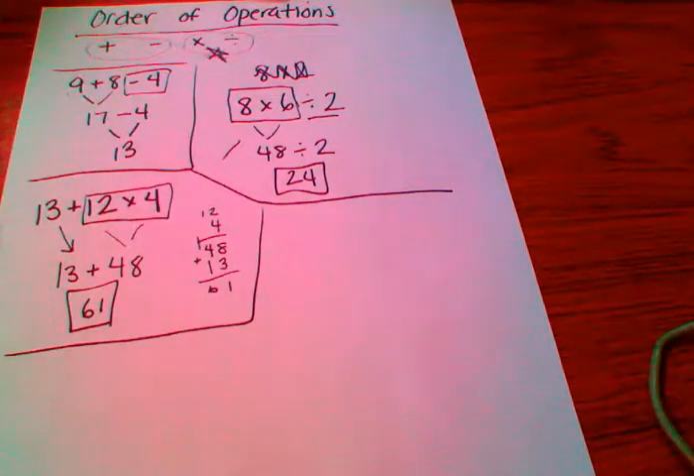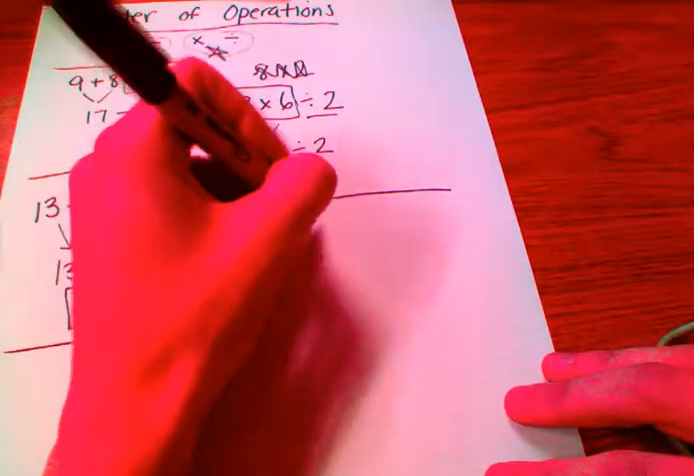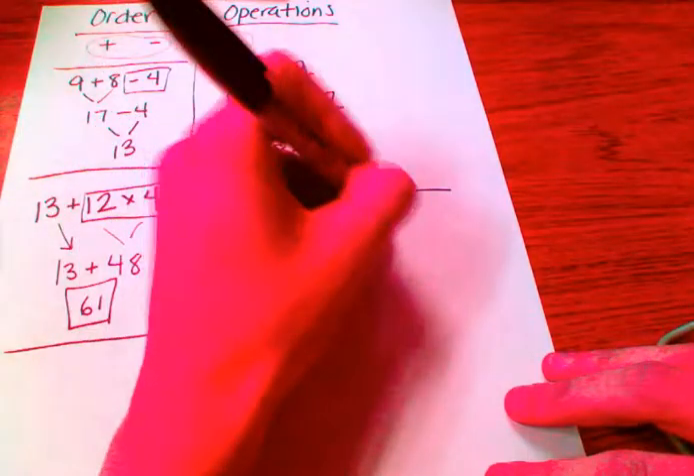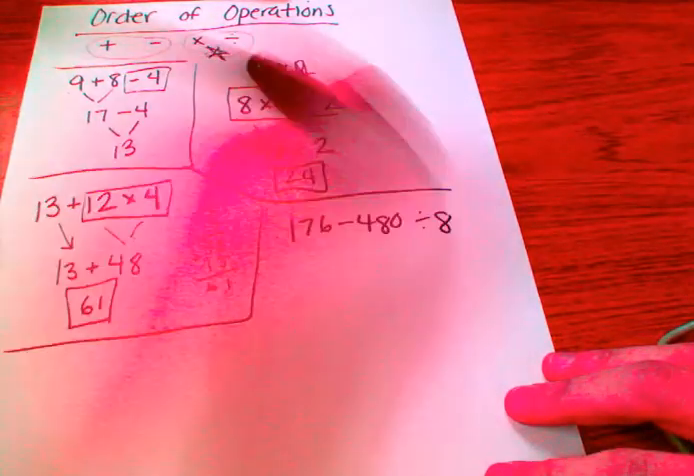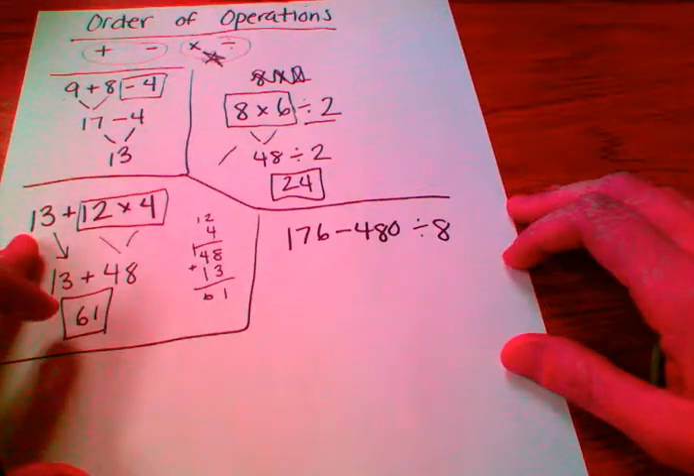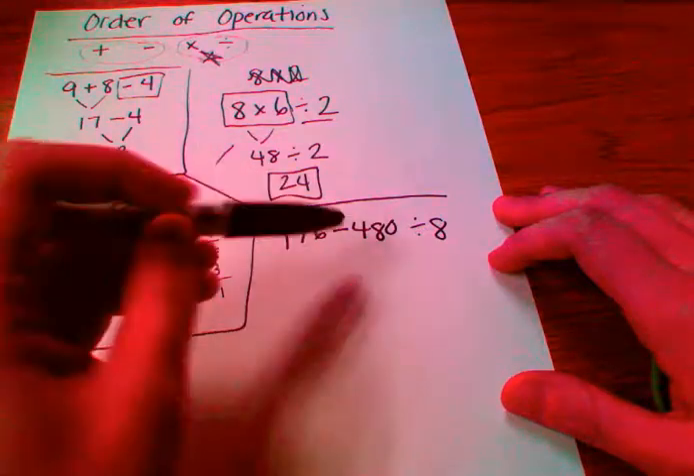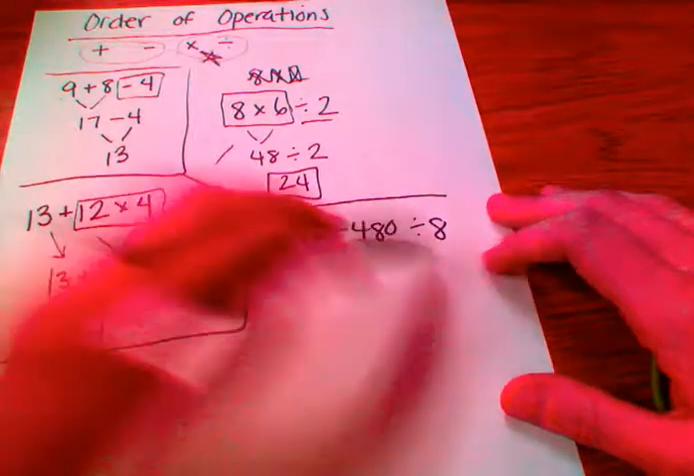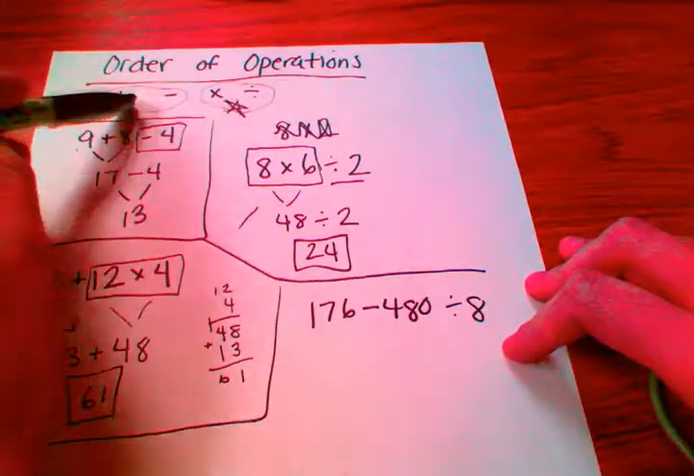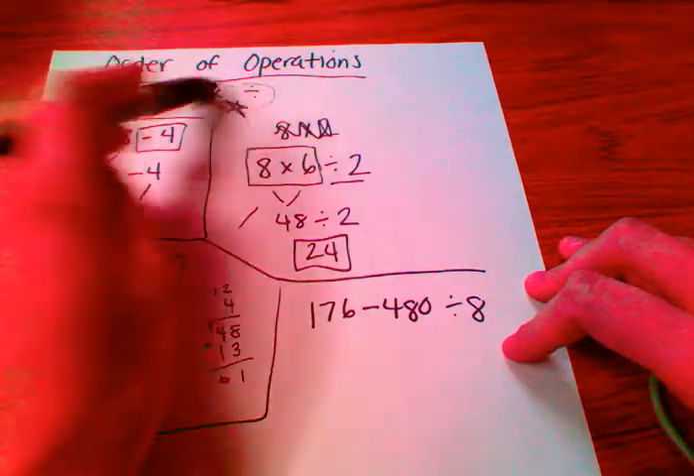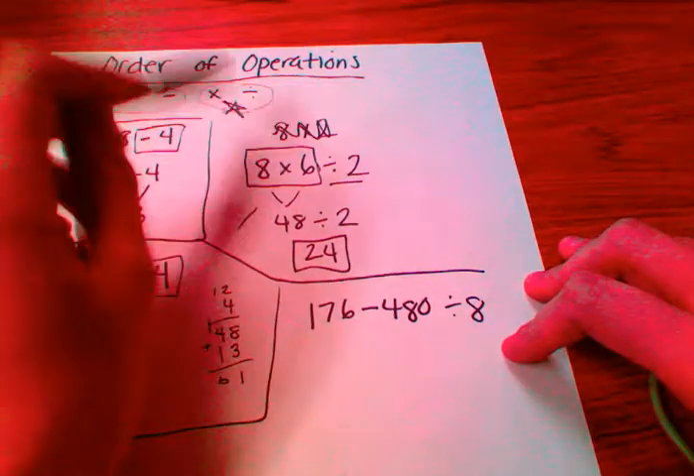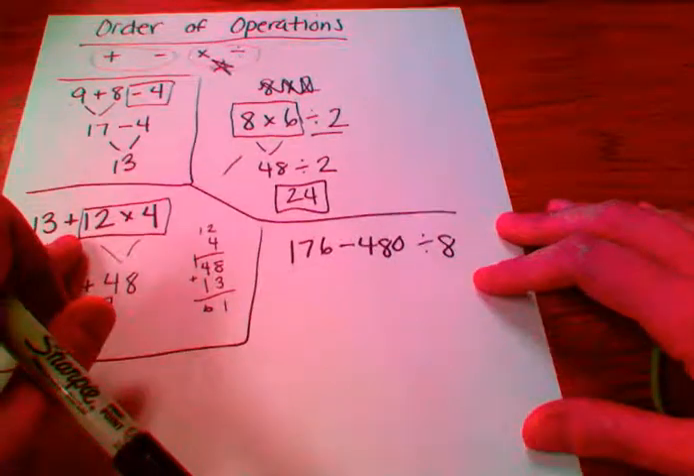Let's say I have 176 minus 480 divided by 8. So when I look at this, I want to first pay attention to the operations I see. I see subtraction, I see division. Subtraction is in this world, division is in this world. I know division holds priority. That's the first one that I'm going to do.